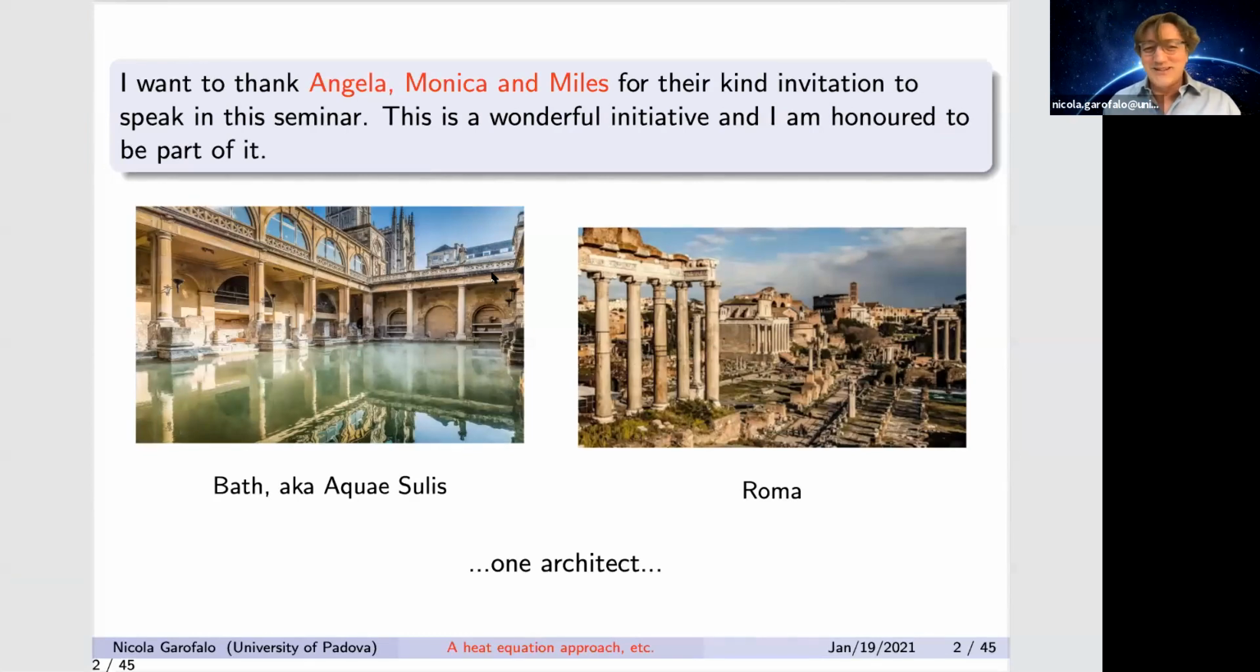I wanted to share a picture of Bat in Roma. I don't swear that it was the same architect, but I like to think that since this is a one-world seminar, we also have one architect in these two pictures.